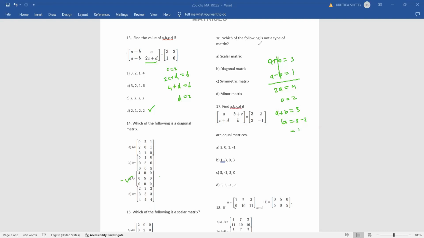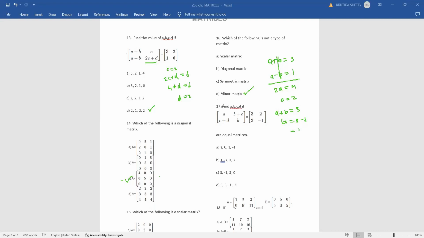Next, come to question number 16. Which of the following is not a type of matrix? The first option is scalar matrix, yes, we have discussed. Diagonal matrix we have discussed. Symmetric matrix we have discussed. Minor matrix is not a type of matrix. It is not coming under the types. So option D will be the right answer.